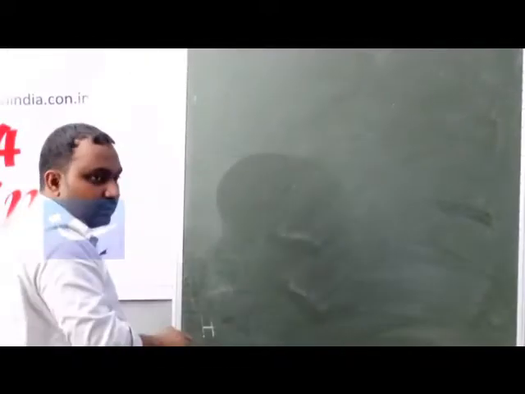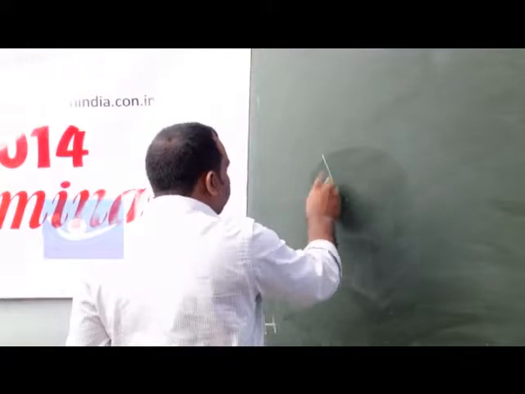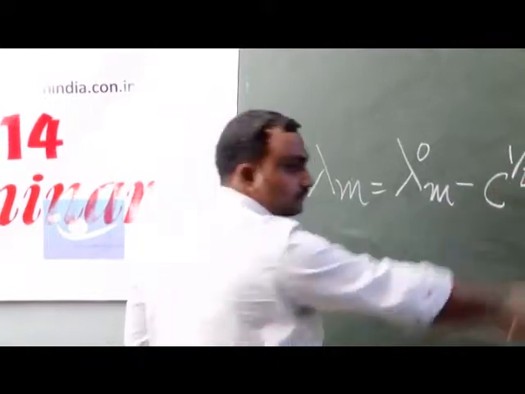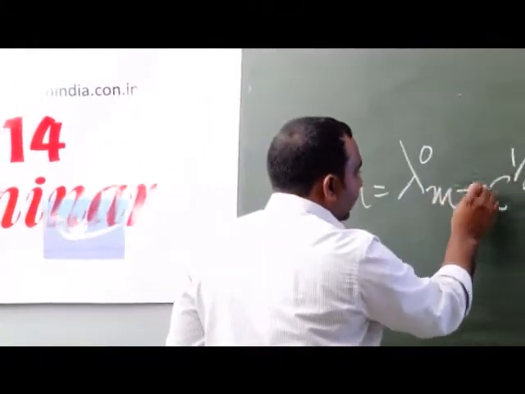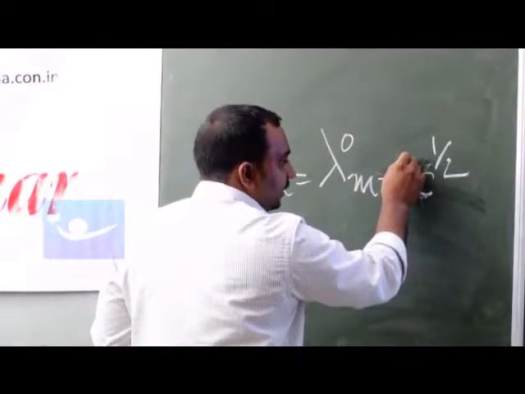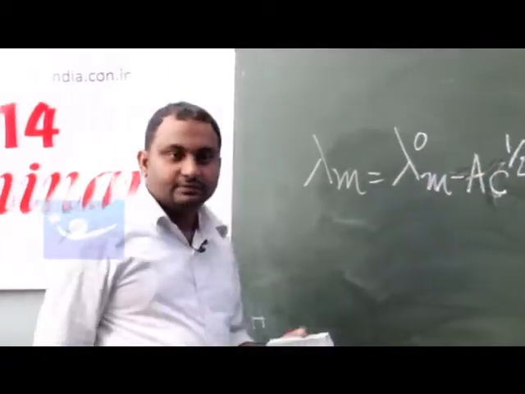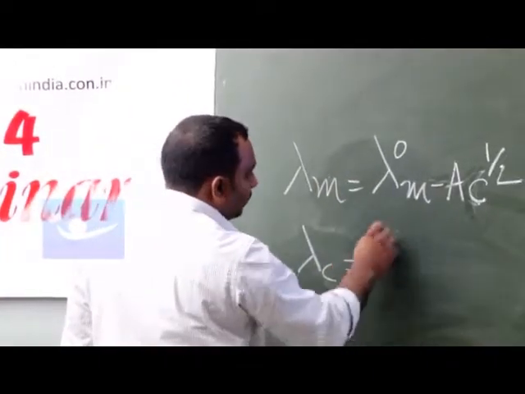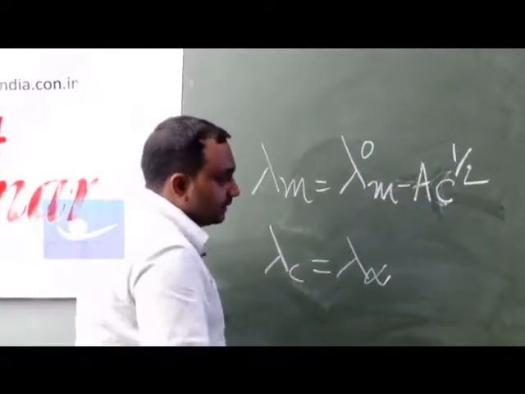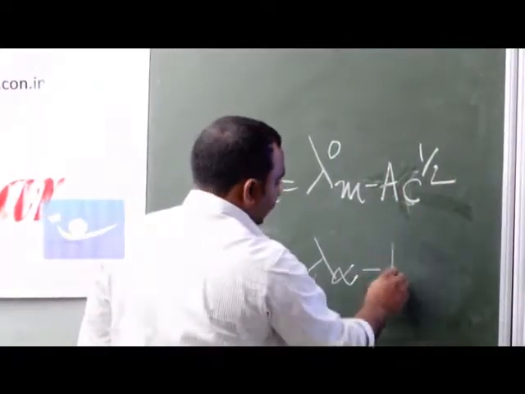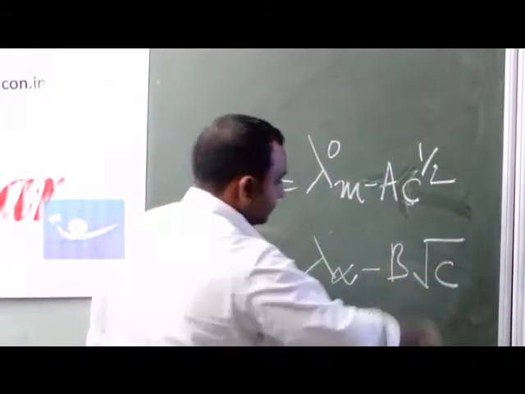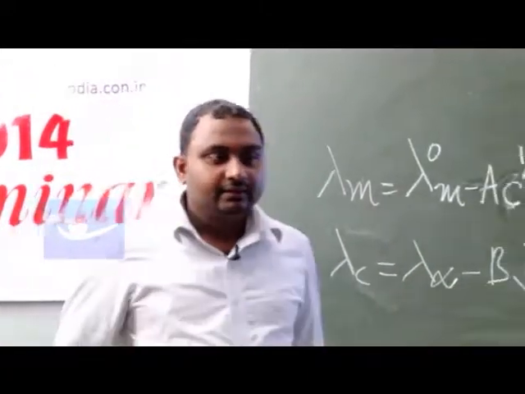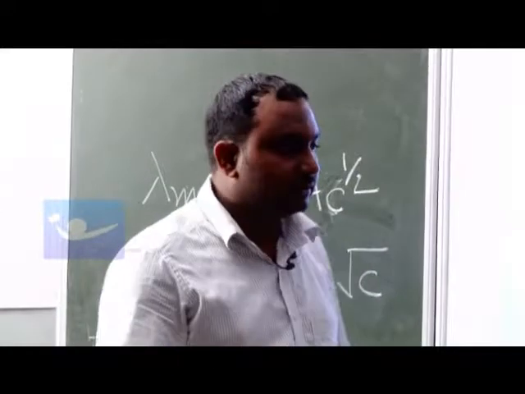according to your textbook, it's a long derivation. According to your textbook, lambda m is equal to lambda naught m minus, C raised to half, and here a constant is there. This is the concentration, and the constant that they have given in your textbook is A C raised to half. So if you substitute the value that they have given, lambda C is equal to lambda infinity minus B, the constant, B root C. So which option? B. Direct question. Debye-Huckel-Onsager equation is another important concept.